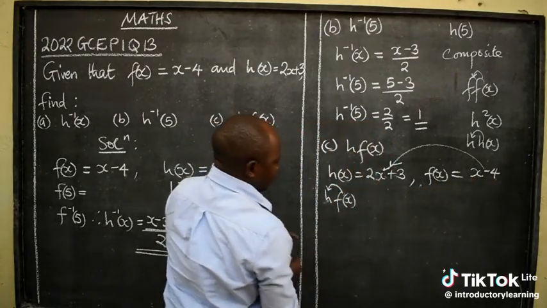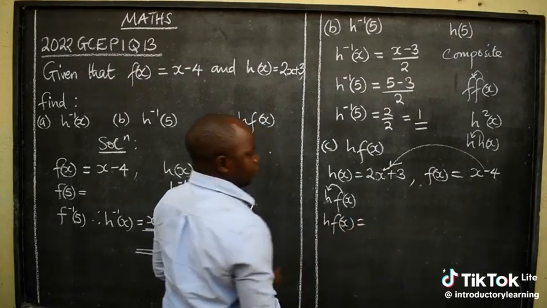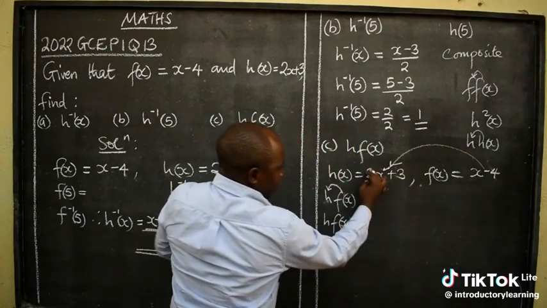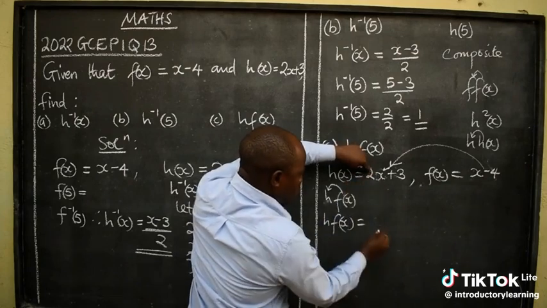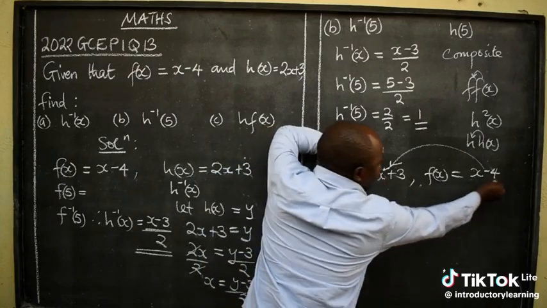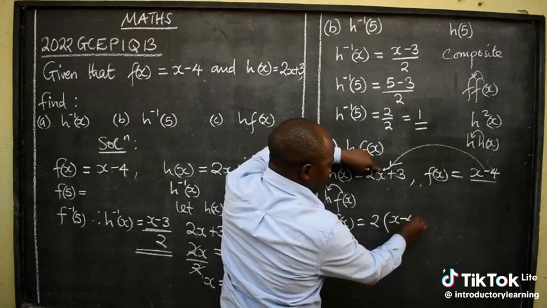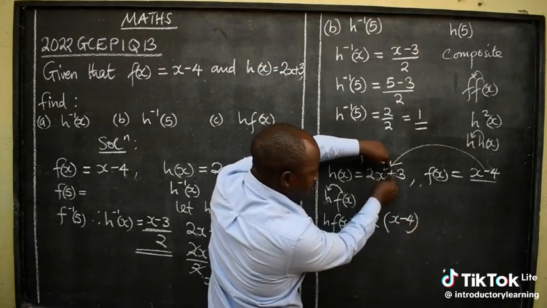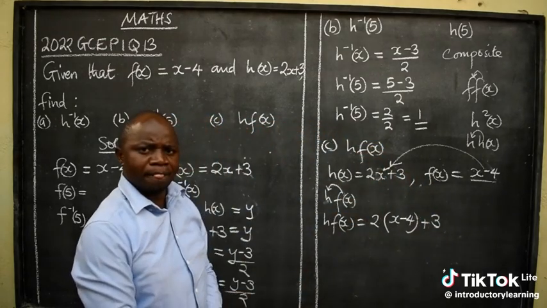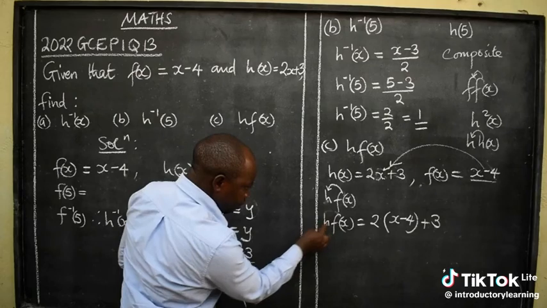So you are going to say f of x will be equal to, substituting, this must go in here, okay? So write 2, where there is x here, this is where the function will go. So x minus 4, I've substituted here, plus 3. Then you simplify. I think that second function has gone in the first.